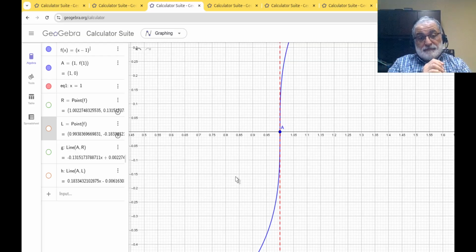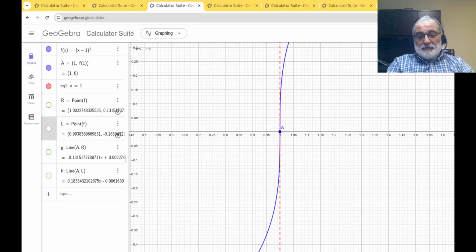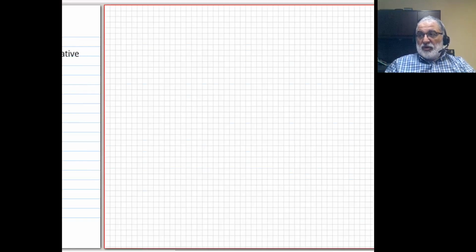The third case is slightly more complicated. It's not very complicated, but it is more complicated than the others. So, hopefully you remember when a function is discontinuous.